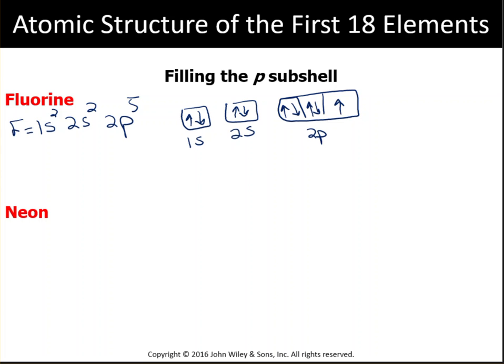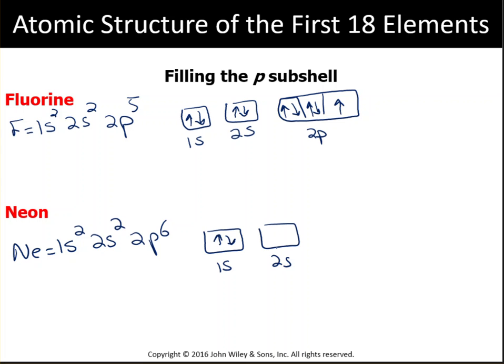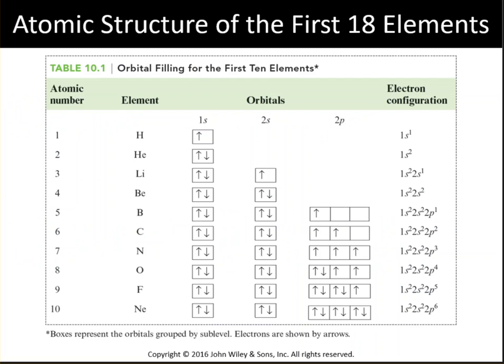And also let's look at neon. Neon has 10 electrons. So 1s2, 2s2, 2p6. So 1s, 2s 2 electrons, and the 2p of neon is going to be completely full. So this table also summarizes the electron configuration and box diagram for the first 10 elements.